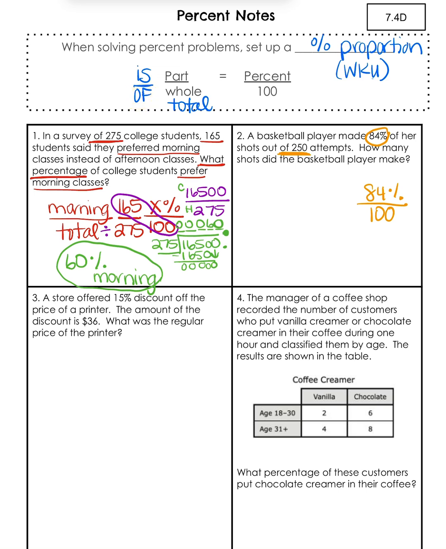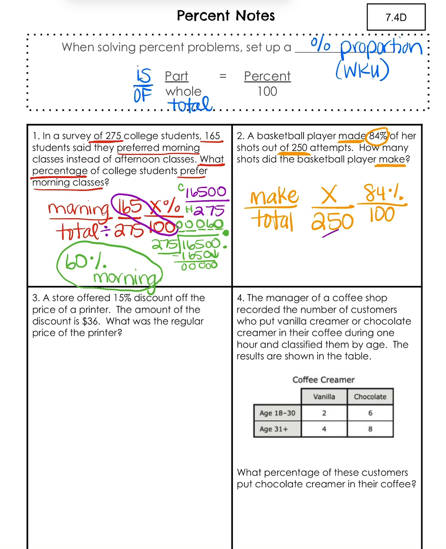She took 250 shots. So we need to know how many did she make. So it's important to read to make sure we are answering the question that's asked. So our words are make and total. Again, she made 84%, so you can see make and made 84% are both on top. And then we're looking for how many shots is that out of 250. So I'm going to cross multiply.